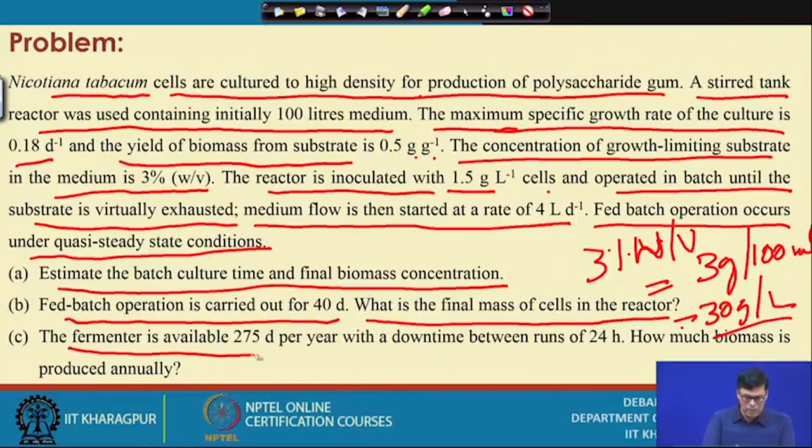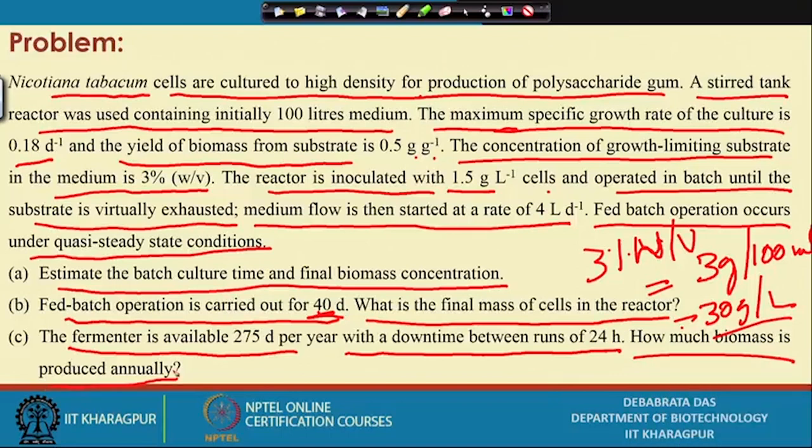Then the fermenter is available for 275 days per year, with a downtime between runs of 24 hours. That means after one run, which takes about 40 days, am I right? After 40 days you have 24 hours of downtime. And how much biomass is produced annually? So this we have to calculate.